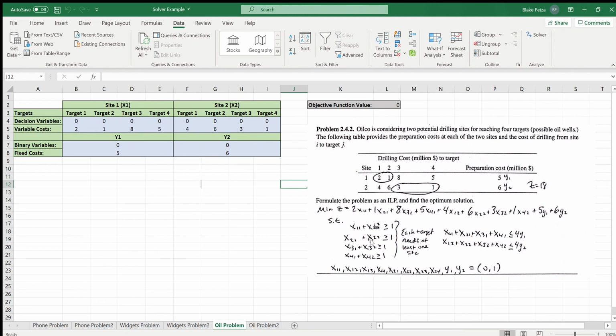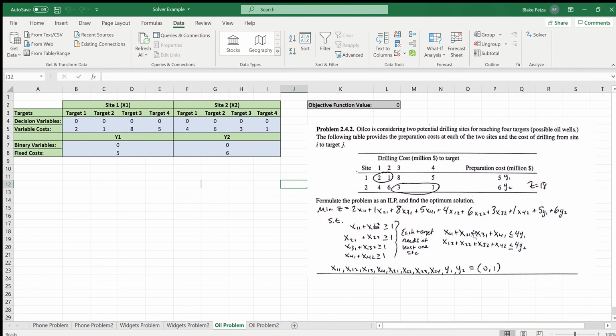x sub 2,1 plus x sub 2,2 greater than or equal to 1. x sub 3,1 plus x sub 3,2 greater than or equal to 1. x sub 4,1 plus x sub 4,2 greater than or equal to 1. Then this is just for our activation fee here: x sub 1,1 plus x sub 2,1 plus x sub 3,1 plus x sub 4,1 is less than or equal to 4y1.